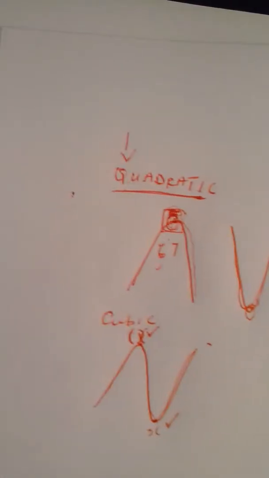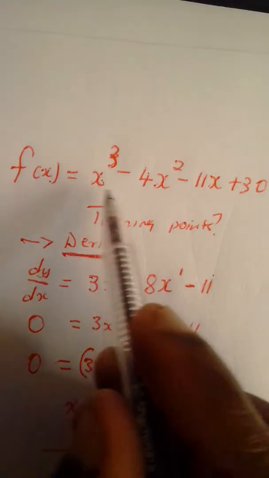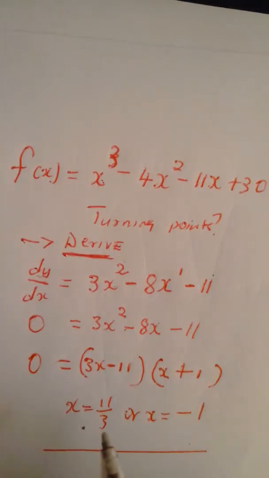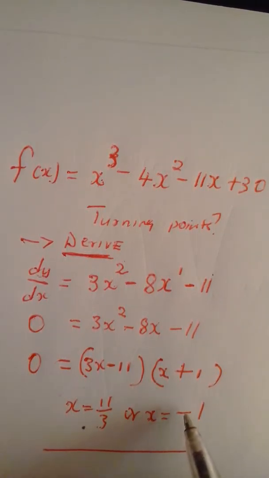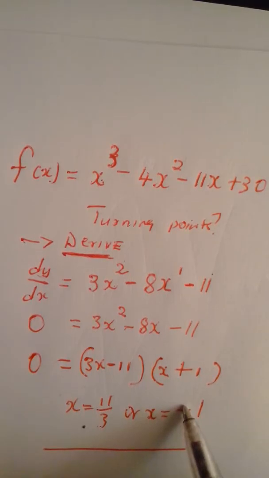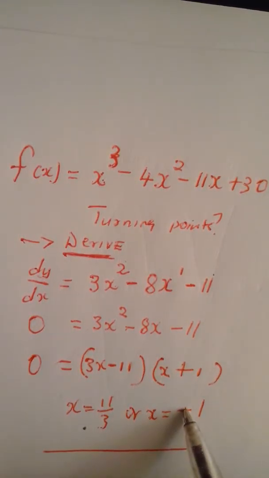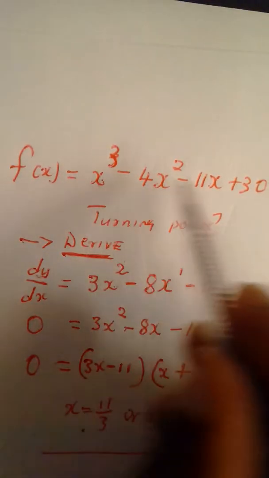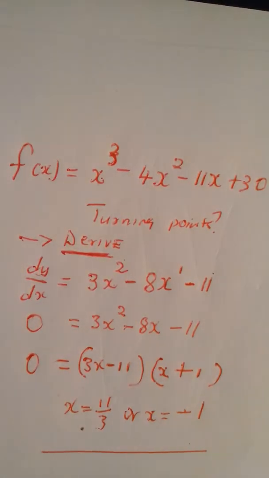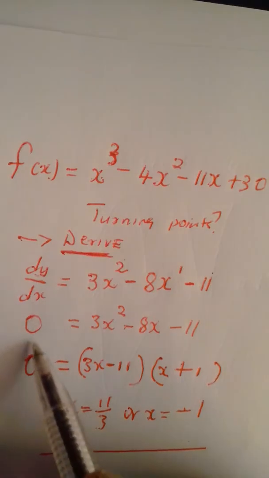No wonder, guys, when I was looking for the turning point of this function, that one of the turning points of x is 11 over 3 and another turning point of x is negative 1. Simply because in a cubic function, we have got two turning points of x. So guys, let's take it step by step. The first thing that you do, this is your function. The first thing that you do to your function, you derive it. After you derive your function, you say dy over dx, you put it 0.